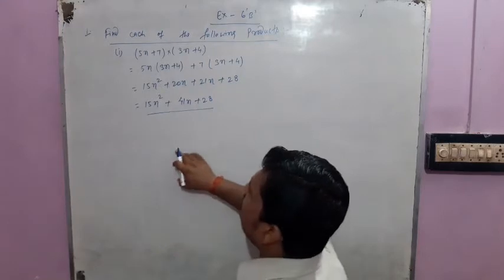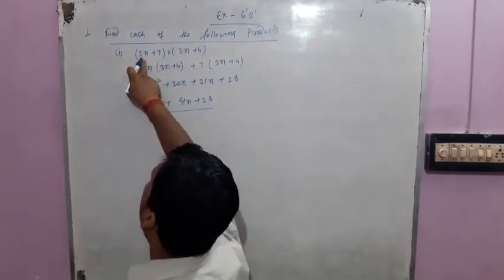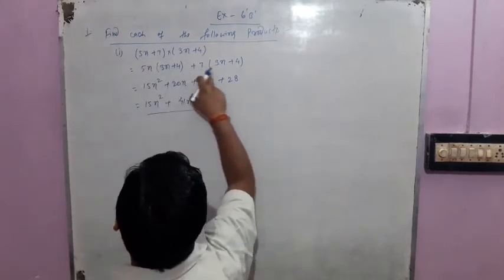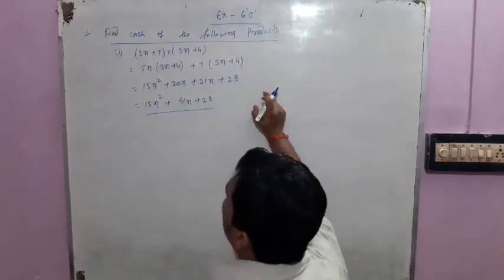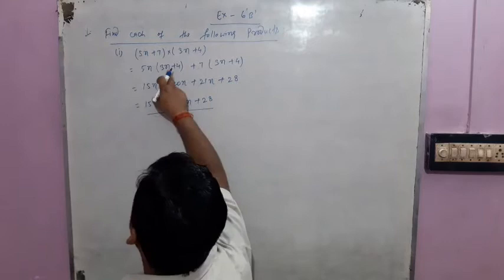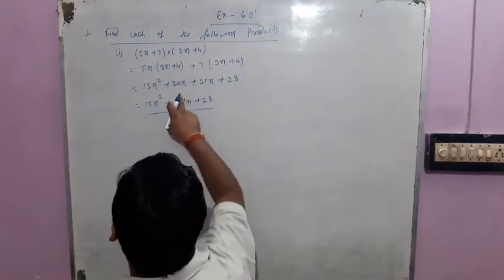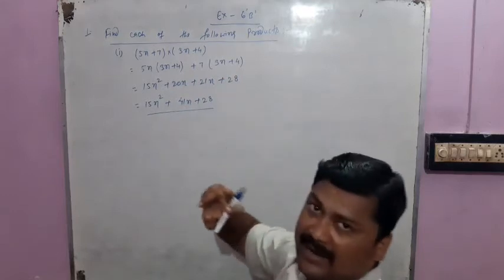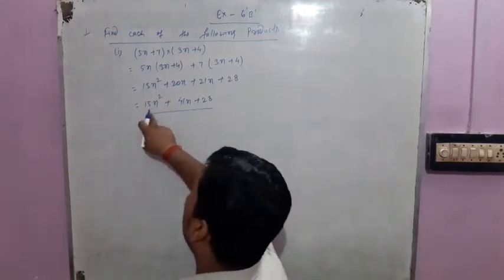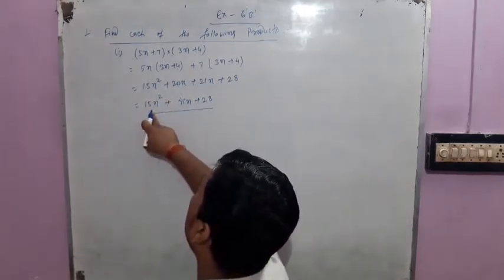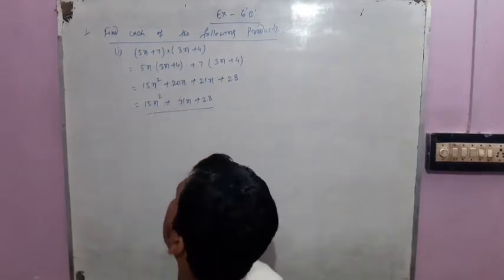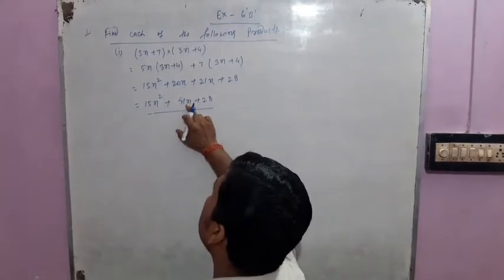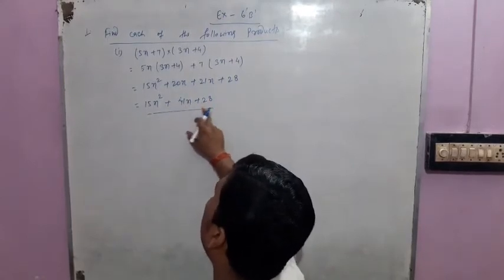Again I am repeating, students. Firstly, I have to multiply 5x with both of the terms 3x plus 4. Then we have to multiply plus 7 with both of the terms 3x plus 4. Now 5 times 3 is 15 and x into x, x square, and 5 times 4 is 20x. Again 7 times 3 is 21x and 7 times 4 is 28. Now we write 15x square, and these are the same terms, so we add them. The sum is 20x and 21x, 41x, and 28.